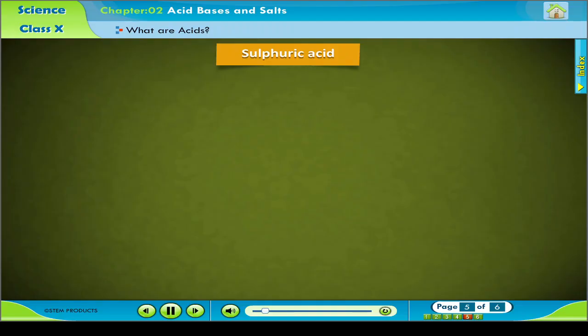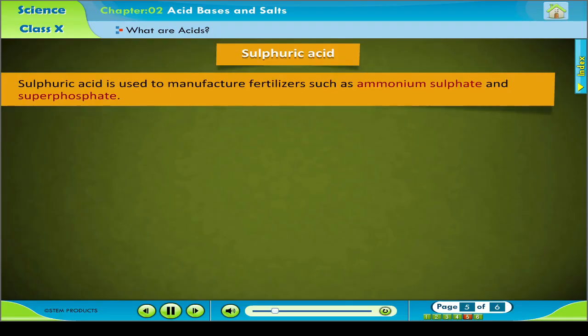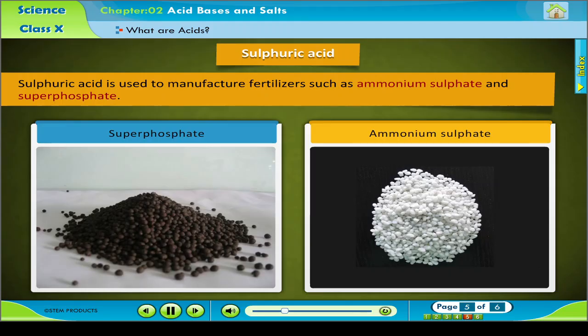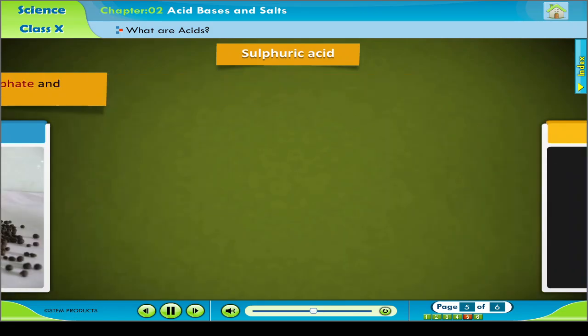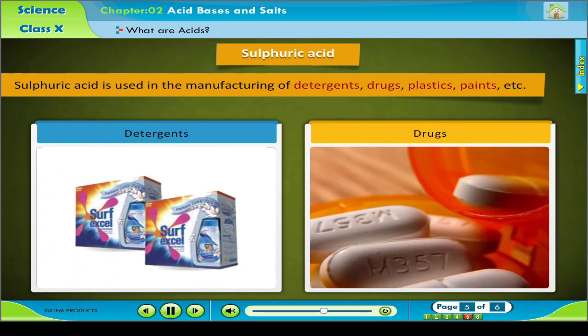Let's understand sulfuric acid. Sulfuric acid is used to manufacture fertilizers such as ammonium sulfate and superphosphate. Sulfuric acid is used in the manufacturing of detergents, drugs, plastics, plants, etc.